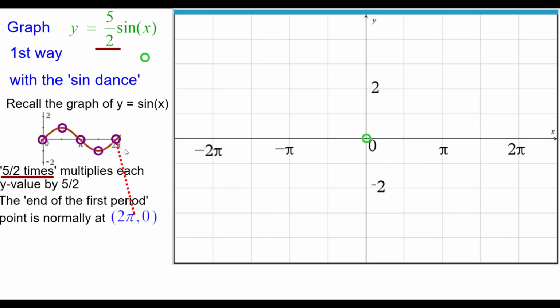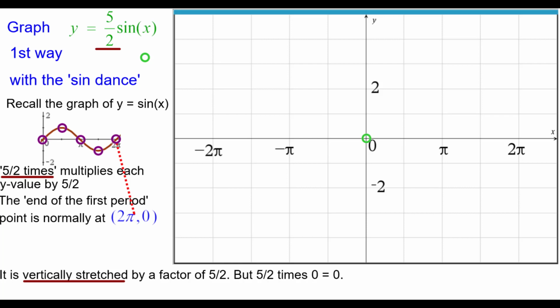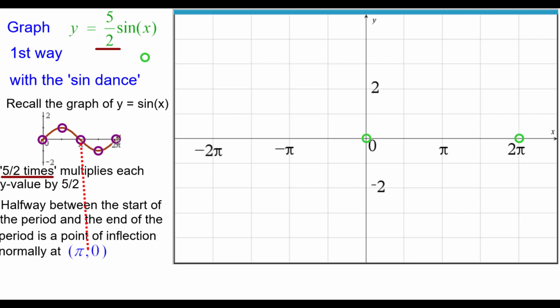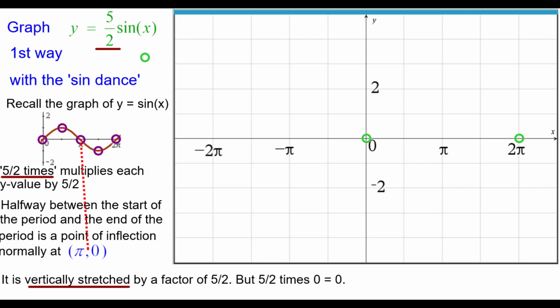At the end of the first period at 2 pi, 0, again we multiply each y coordinate by 5 halves, vertically stretching it, but again that's going to be 0, so 2 pi comma 0. Halfway between the initial and the end point is another point of inflection at pi, 0. It is being vertically stretched by a factor of 5 halves, but again, pi comma 0.